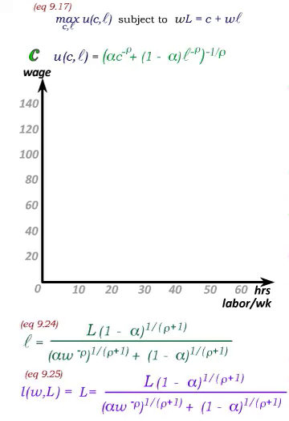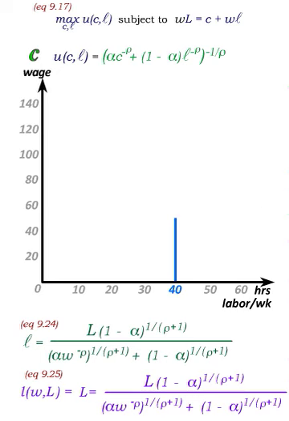We can clarify the role of wealth and substitution effects in labor supply even further by considering the constant elasticity of substitution utility function over consumption and leisure. In equation 9.24, we derive the leisure demand function from these tastes, and in equation 9.25, we derive from that the labor supply function.